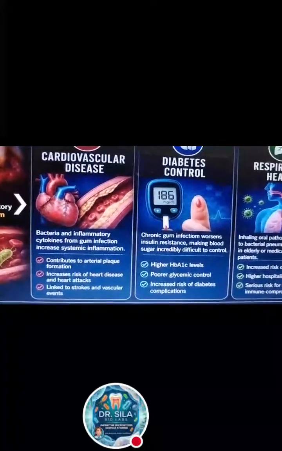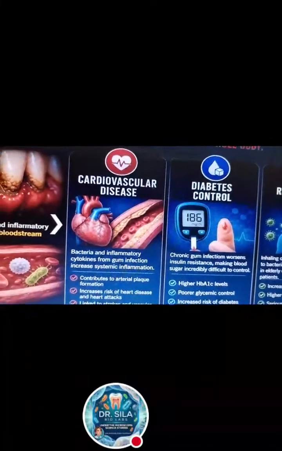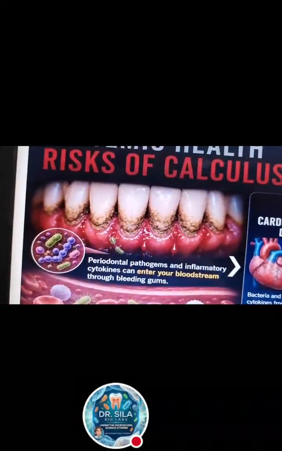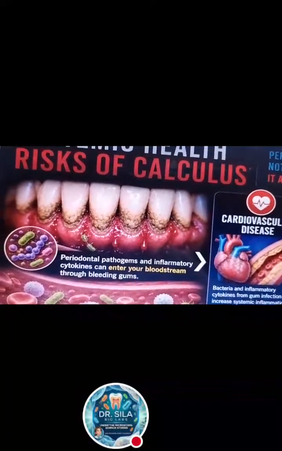Regular scaling and periodontal care protects more than just your smile. Don't ignore your gums. Treat periodontal disease. Protect your teeth.